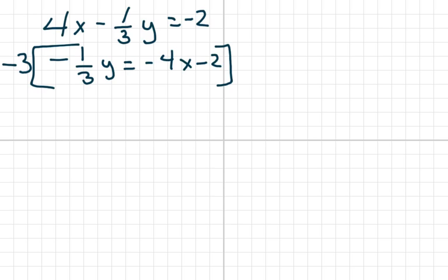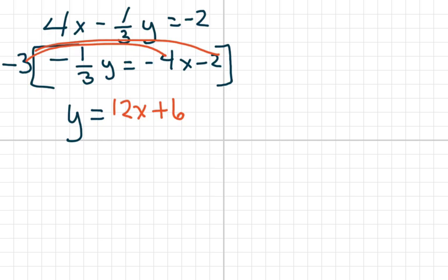I'm going to multiply everything through by a -3. Two negatives make a positive, and 3 times 1/3 is just 1, so we get y. And the rest is pretty easy. -3 times -4 is +12. And -3 times -2 is +6.